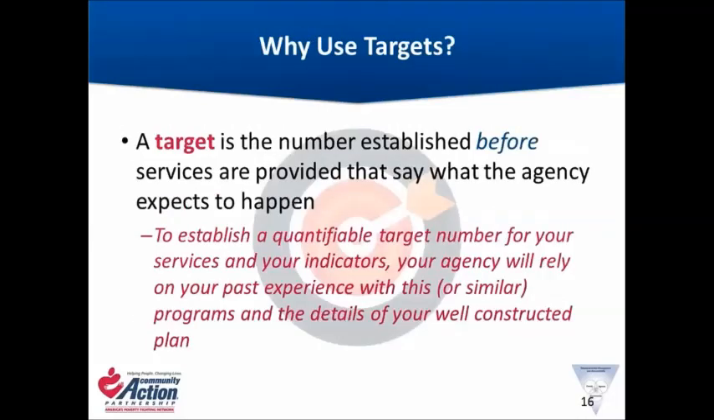Another piece of this indicator concept is the idea of targets. It's important to establish targets, and this is what usually happens in the planning stage. Targets are quantifiable numbers that say how many people are expected to be served, and then how many are expected to achieve an outcome. These are based on your past experiences, your program staff's and agency staff's past experience with this. And it's part of your plan.